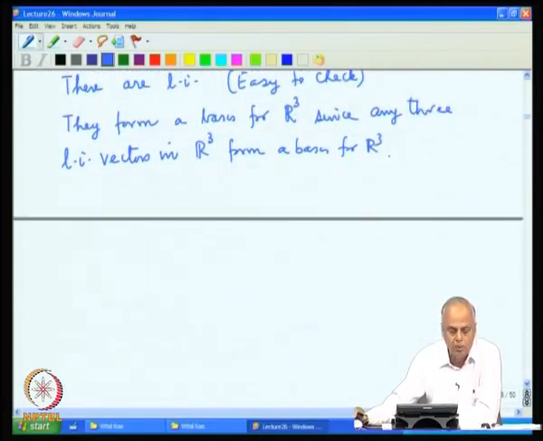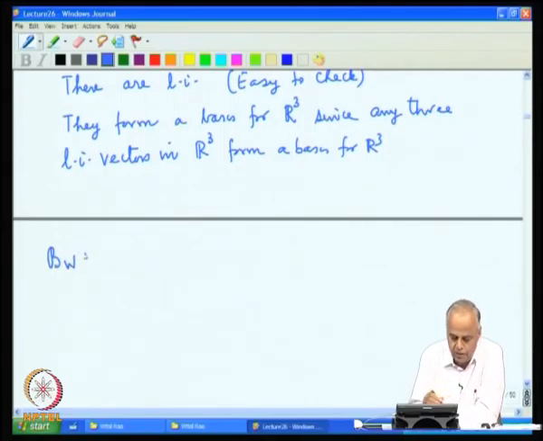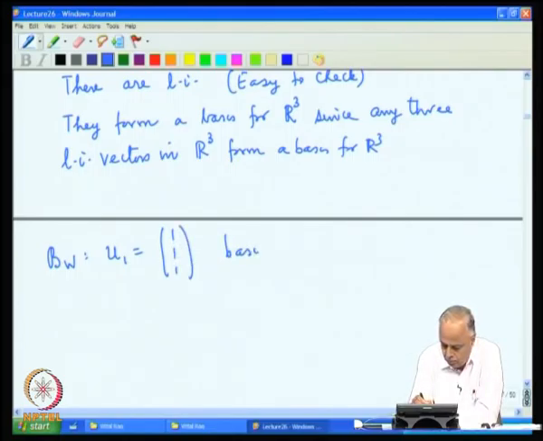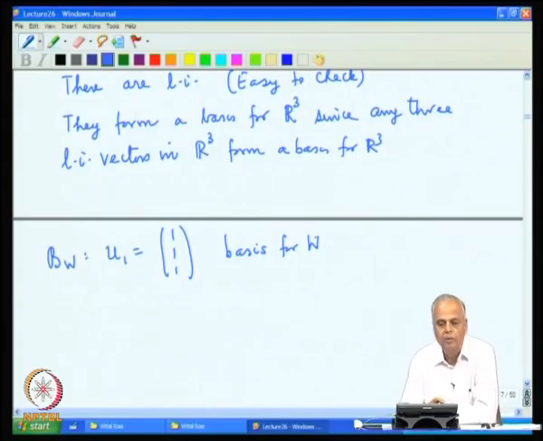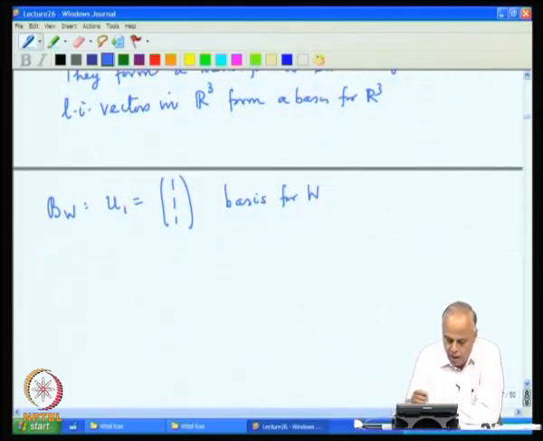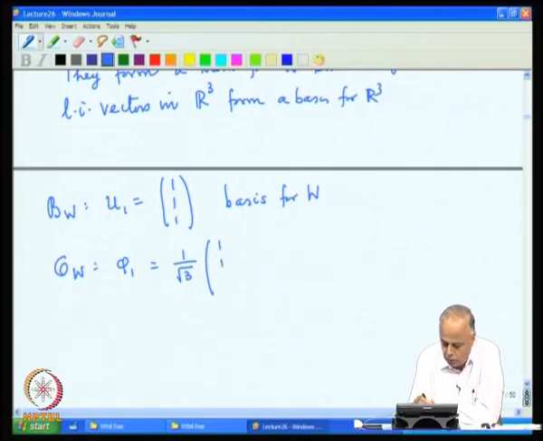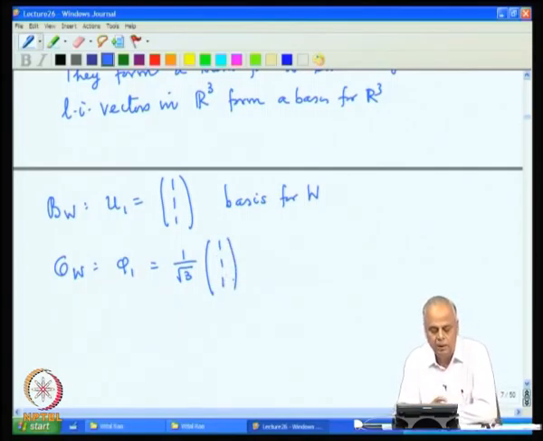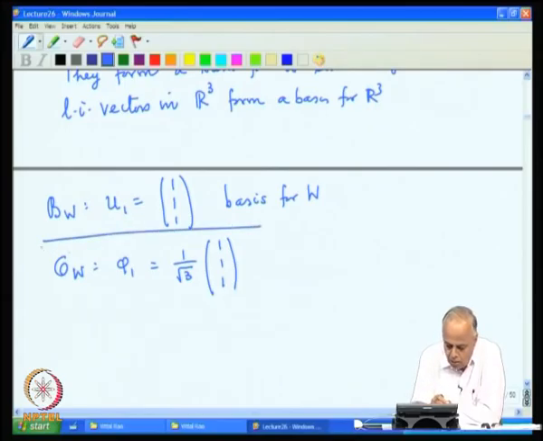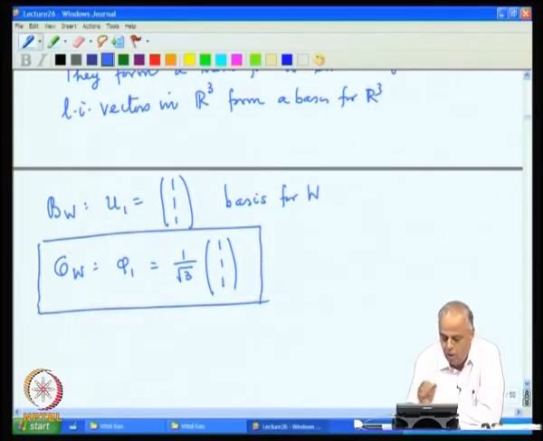Now, let us look at the orthonormal versions of this basis. Let us look at BW, which is a basis for W. Since there is only one vector, to get an orthonormal basis, all we have to do is normalize it to have length 1. Therefore, the orthonormal basis for W will be just dividing u1 by its length, which gives us OW. So, this is an orthonormal basis for W.